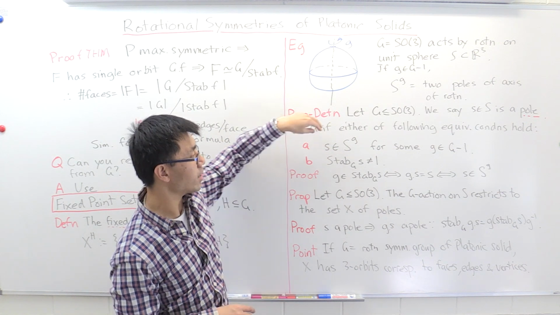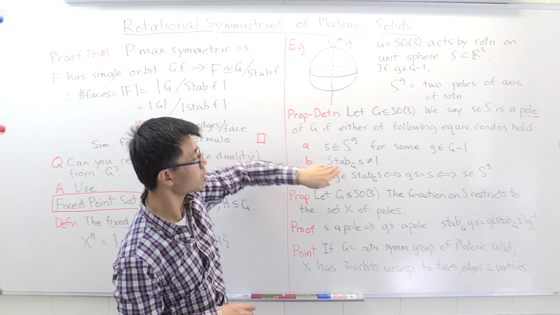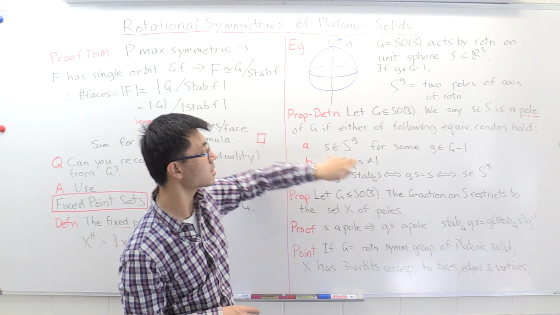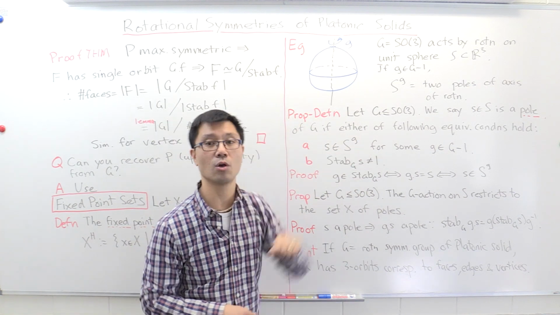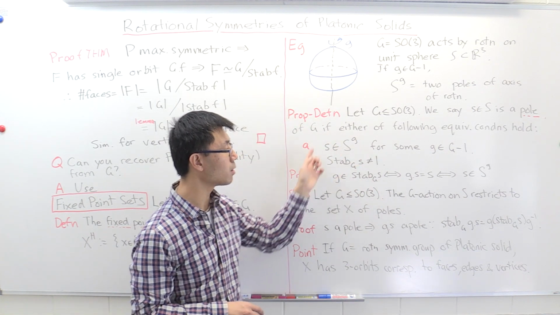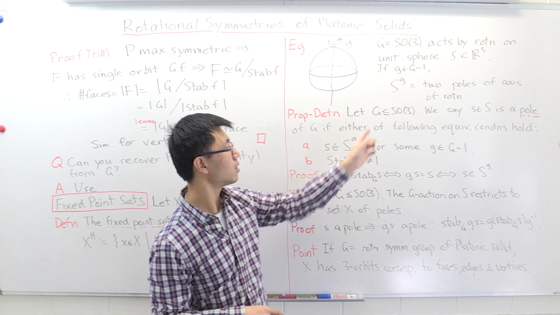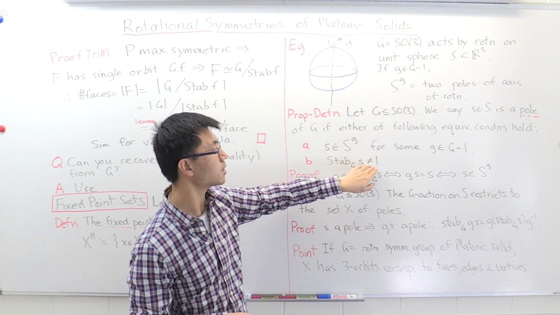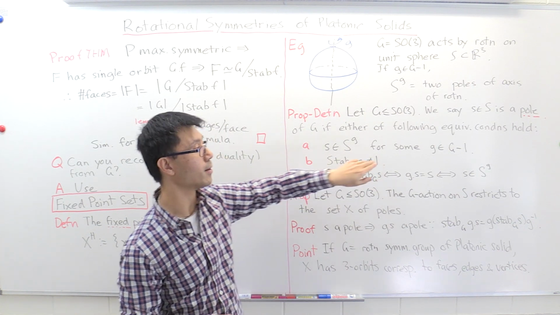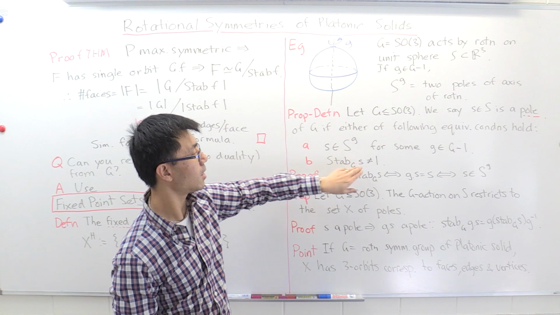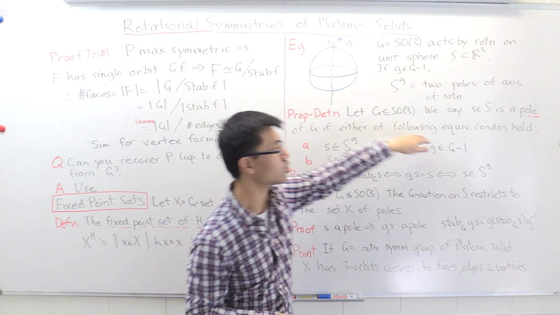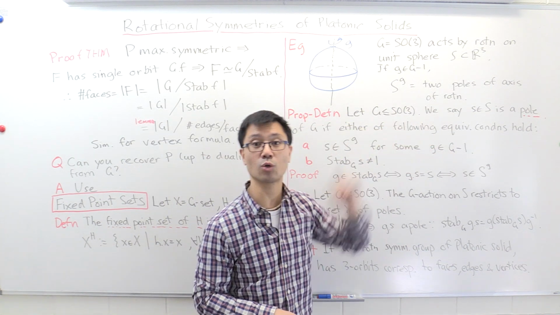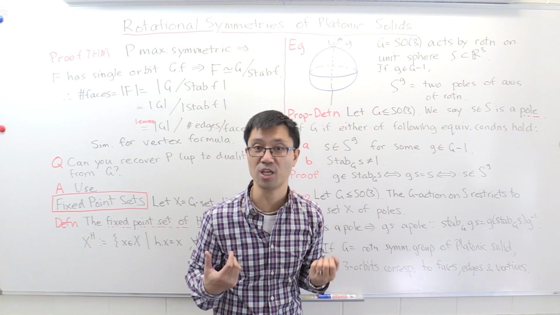The other way to write this condition that's equivalent is that you look at the stabilizer in G of S, and you want that to be non-trivial. Remember, this is a subgroup of G, so it always includes at least the 1, and the point is that if it's actually bigger than 1, then this S satisfies this condition here as well, and in that case we call it a pole of this subgroup G.